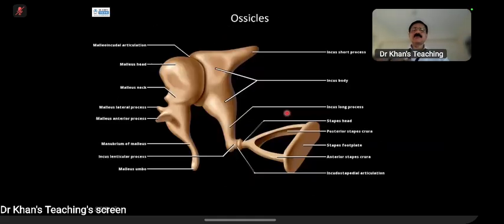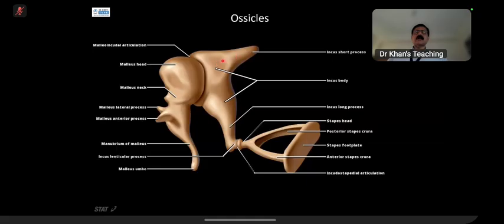Coming back to the ossicles. So we have got three ossicles, and portion of them are in the mesotympanum and portion of them are in the epitympanum. This portion of the malleus is attached to the tympanic membrane. Then it goes superiorly, the neck goes superiorly, and the head is sitting in the epitympanum. Second bone is the incus.